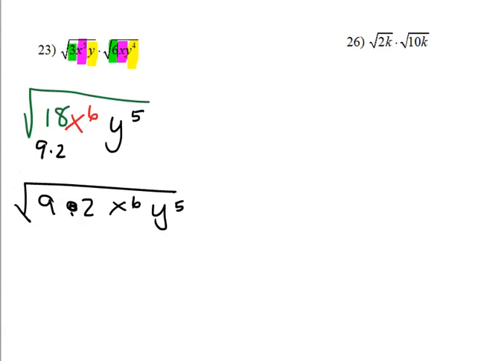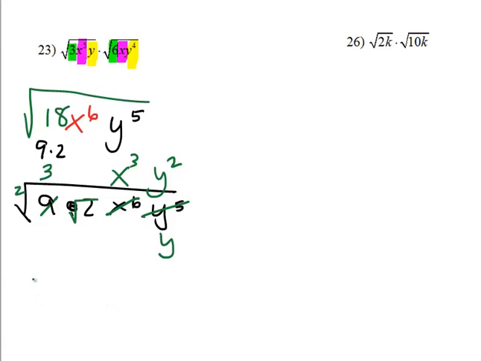And I'm going to show you sort of how I do these. I don't really do a division problem over to the side. I think of it this way. The square root of 9 is 3, so that's done. The square root of 2 stays in there. 2 goes into 6 3 times, so that's x to the 3rd comes out, and I'm done with the x's. 2 goes into 5 2 times, and leaves behind 1.